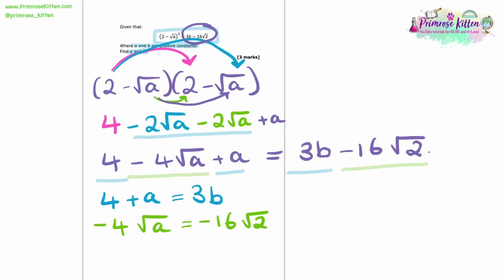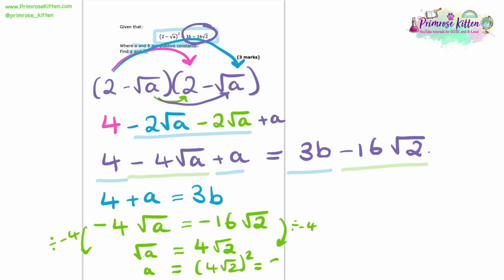Let's get started with the bottom equation here though, because there's only one unknown. There's only a. So here, if we try and get root a as the subject, we can do that by dividing both sides by minus 4. So if we take minus 16 root 2 and divide by minus 4, you're just left with 4 root 2. So that means to get the a on its own, we just need to get rid of the square root. So if we square both sides, we'll find that a equals (4 root 2) squared, which will equal 32.